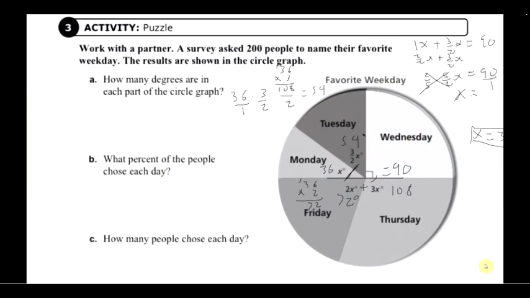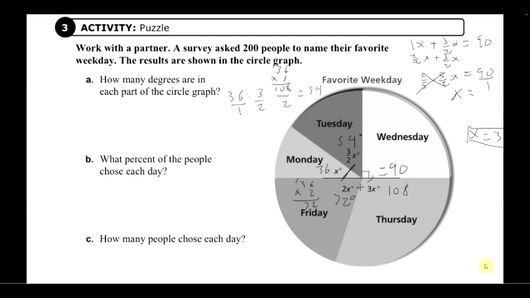Now we need to figure out what percent of the people chose each day. This can happen very easily. All you need to do for each day is take the degrees for that day divided by 360, and that'll give you a decimal number. Then convert that decimal number into a percent by moving the decimal place over 2 times, 1, 2. And that'll be what you'll write for each of those values.